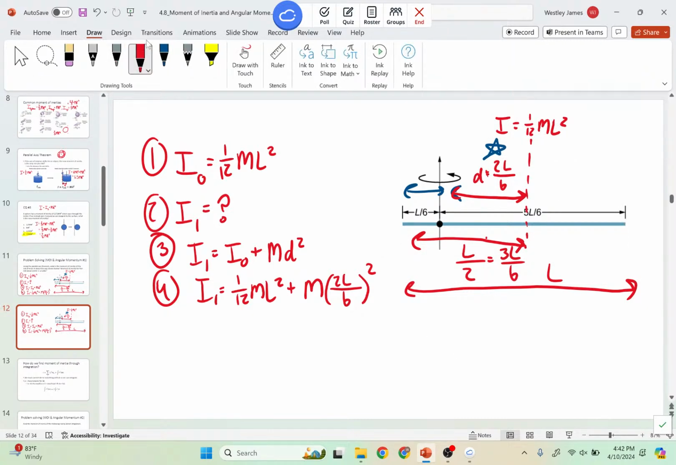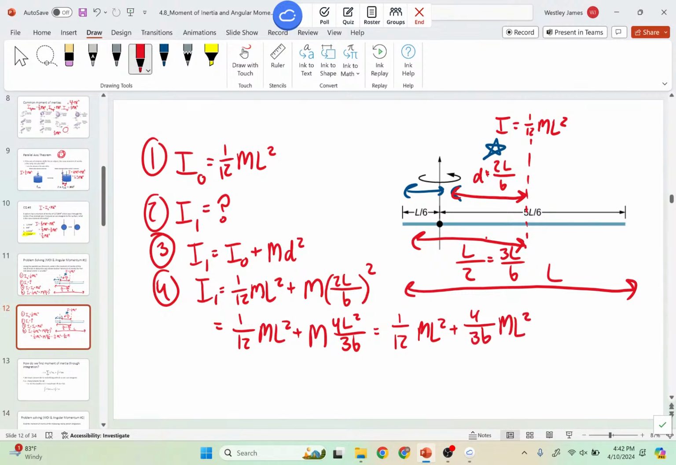I'll do it both ways. I'll do least common denominator, and I'll do it with a calculator. So my new moment of inertia is 1 over 12 ml squared plus m times, I need to square the inside, so that's 4l squared over 36. Let's go ahead and just rewrite that: 1 over 12 ml squared plus 4 over 36. I'm not going to simplify it. You're going to see why. Let's leave it as 4 over 36.